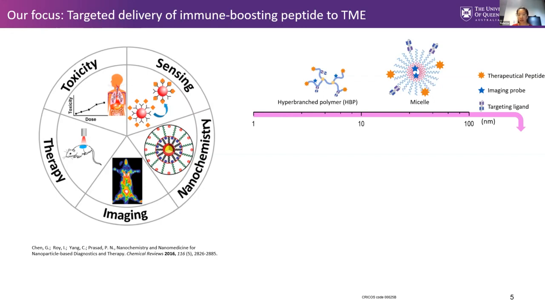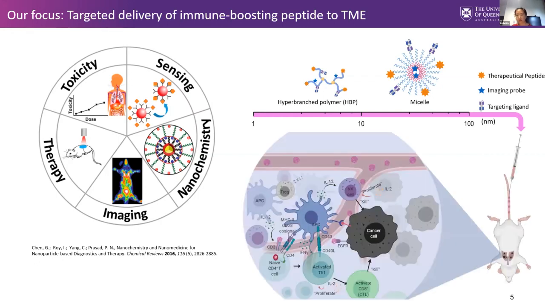It's roughly less than 10 nanometers, and micelles, which can be somewhere between 20 to 100 nanometers for our study. And we also use a fluorescent dye to track our nanoparticle and the peptide in vivo.